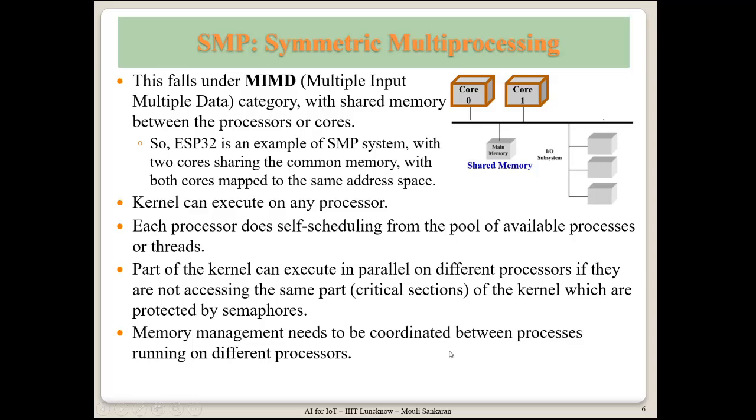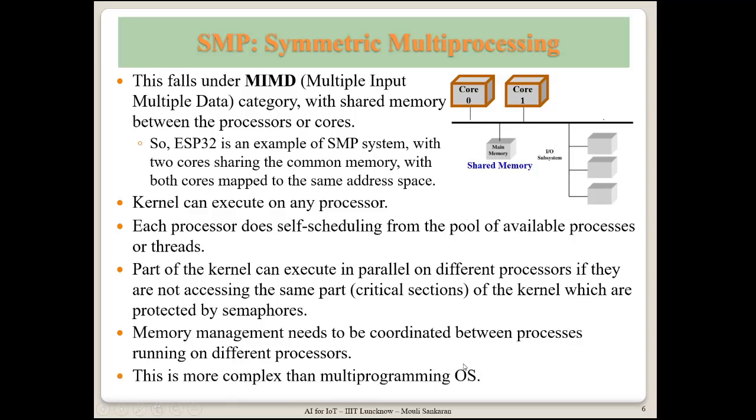Memory management needs to be coordinated. Similar to malloc, there are some function calls in FreeRTOS, so they need to be protected. Some memory allotted for a task running on core 0 cannot be used by core 1, so they need to be protected. There are lots of things that need to be taken care of when multiple cores come into play.